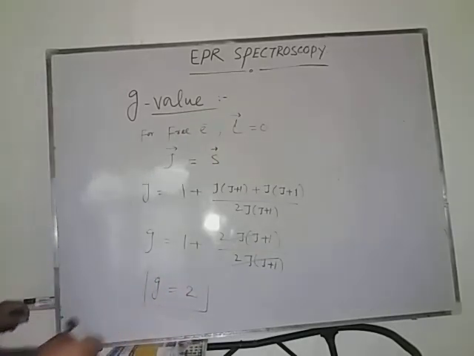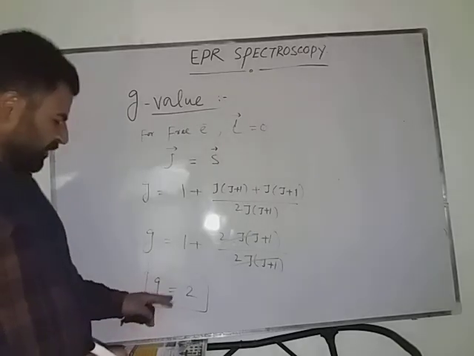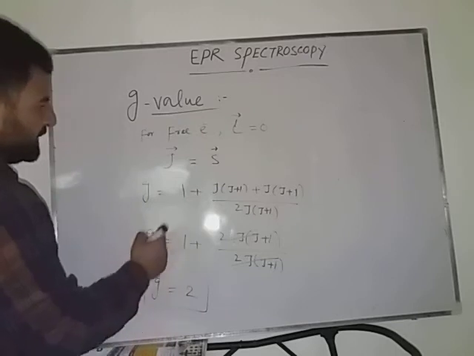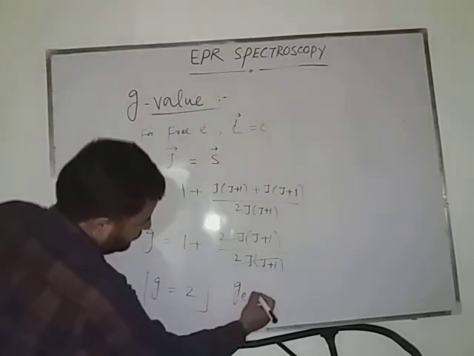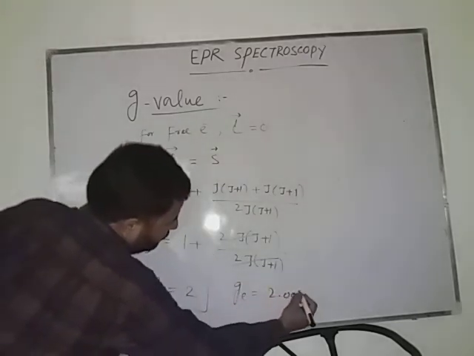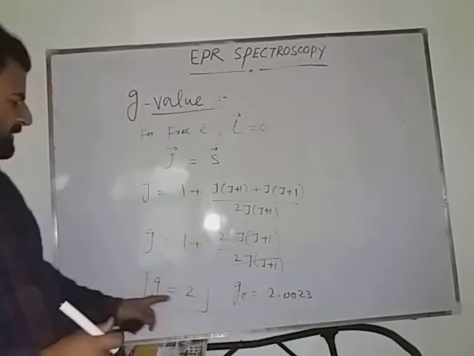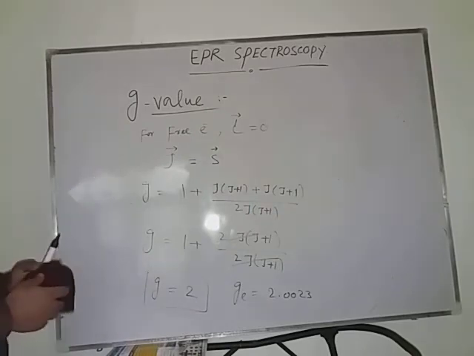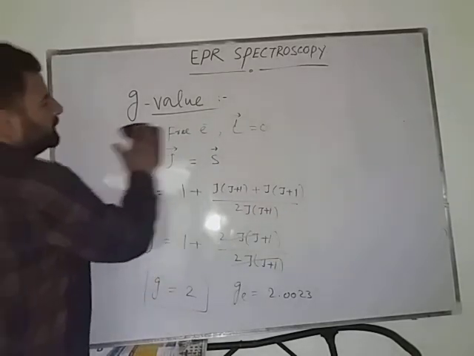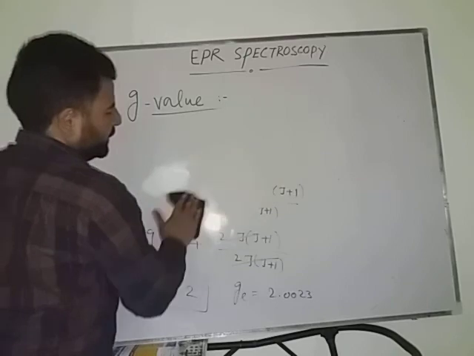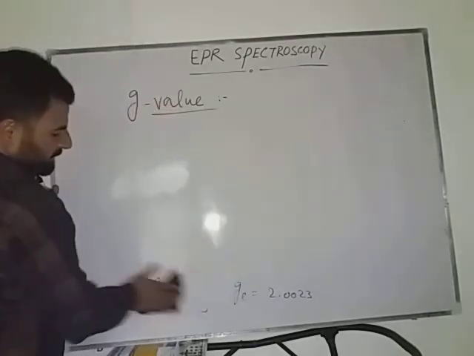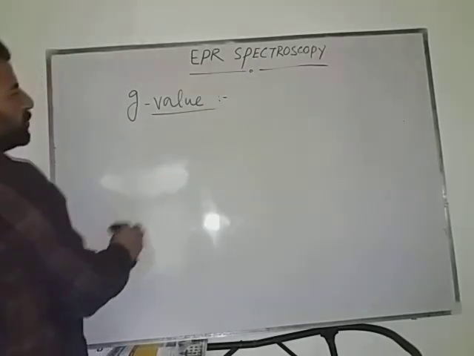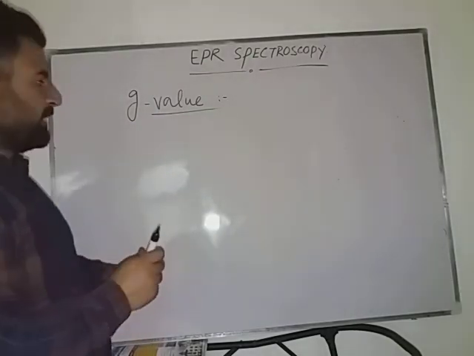So for a free electron, the theoretical value comes out to be 2, but experimentally it is something different. For the free electron, g_e is equal to 2.0023, a little bit higher than what we get from this equation. So from here we can introduce the contributions from orbital angular momentum, spin angular momentum, and the total angular momentum to get the total G value.